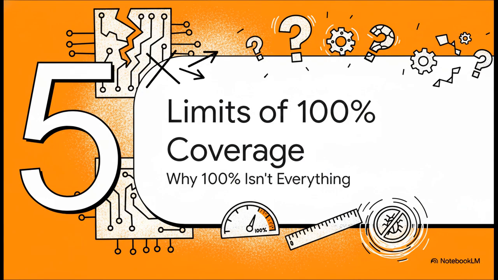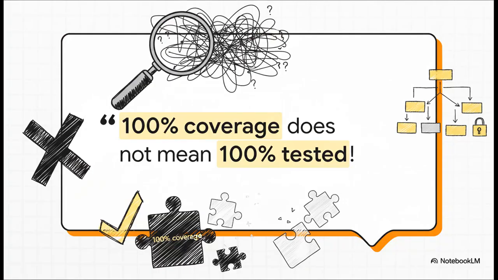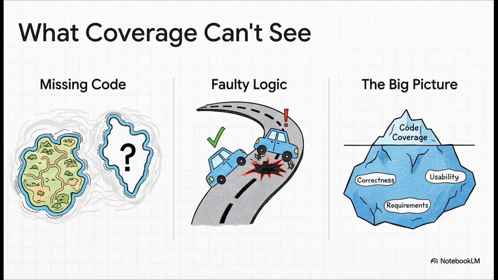Okay, so after all that, you're probably thinking, great, the goal is 100% coverage, case closed. Well, not so fast. It's an amazing target for making your testing more thorough, but it's really important to understand that even a perfect score has its limits. I really want you to remember this one thing. If you forget everything else today, 100% coverage does not mean 100% tested. Let me say that again. 100% coverage does not mean your code is 100% tested. It's a measure of how much of your existing code you've touched, but it is not a complete picture of quality.